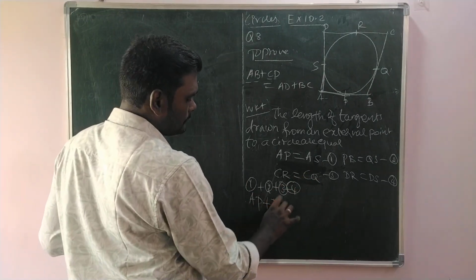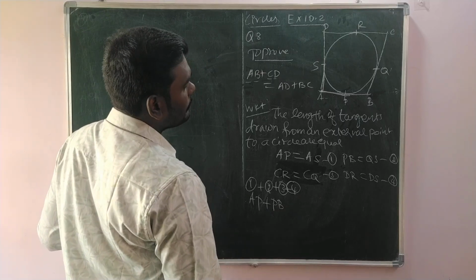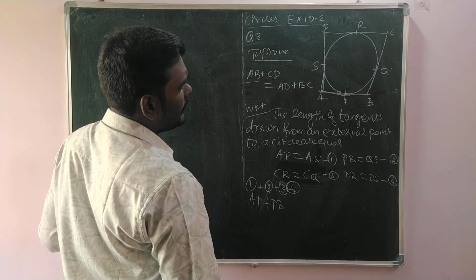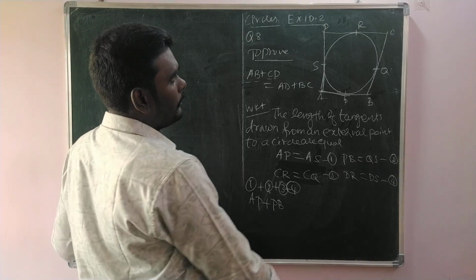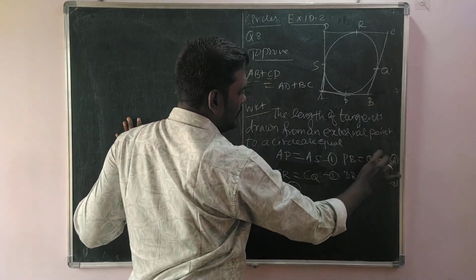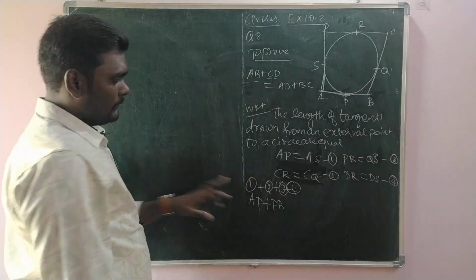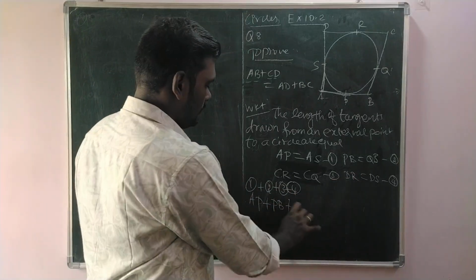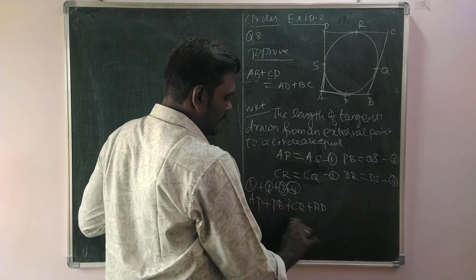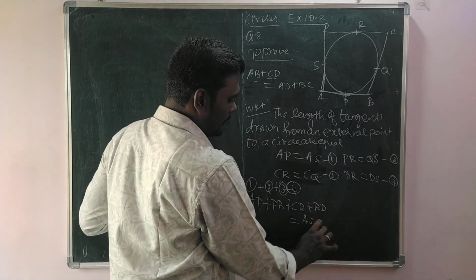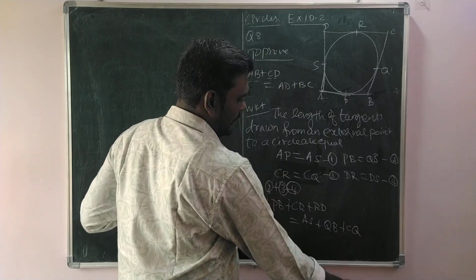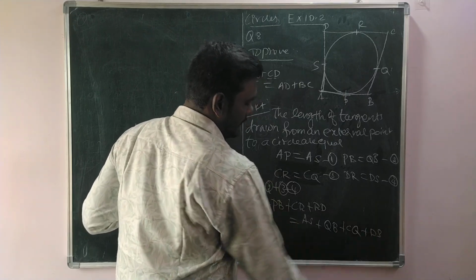PB is equal to, oh sorry, I wrote QS. Sorry, PB is equal to QB. Good. And then the left hand side I added, plus here also the left hand side we can add: CR plus RD is equal to, right hand side as it is, AS plus QB plus CQ plus DS.